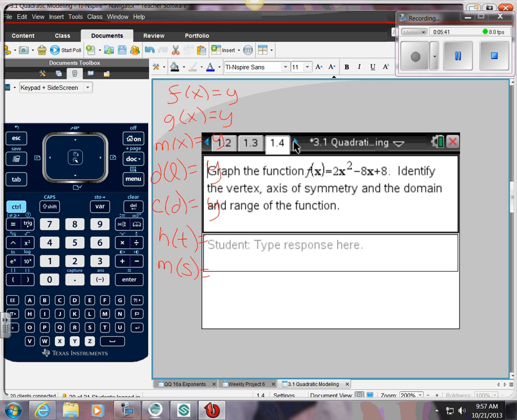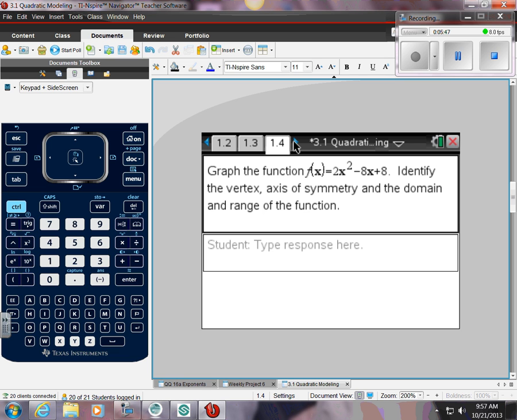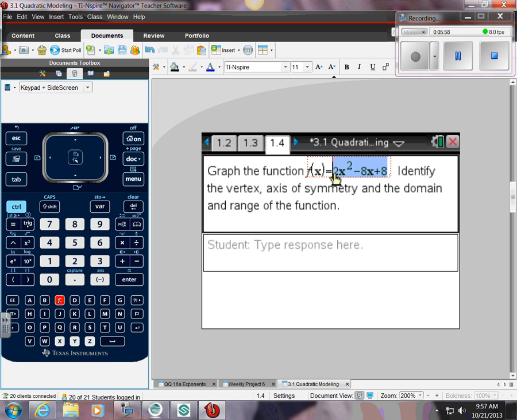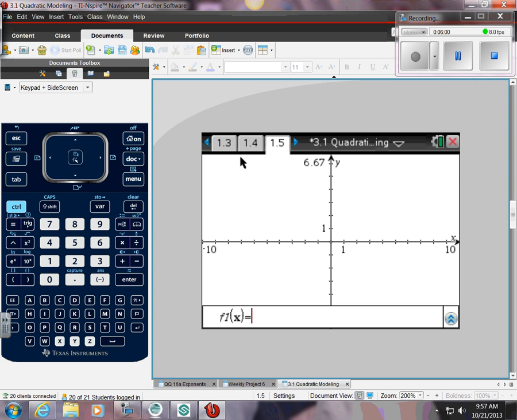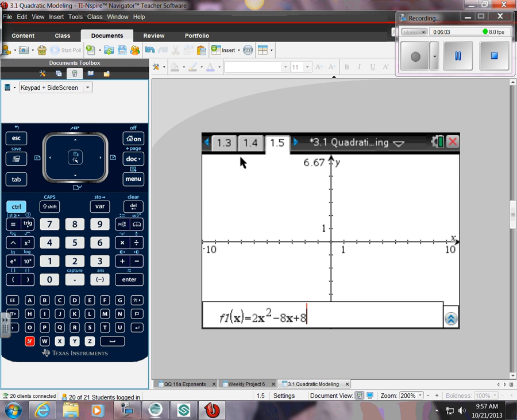Do you understand? Okay. So we're going to graph this function, and we're going to find the vertex, the axis of symmetry, the domain, and the range of the function. So I probably need to insert a graph page. Go ahead and insert a graph page. And we're going to graph 2x squared minus 8x plus 8.